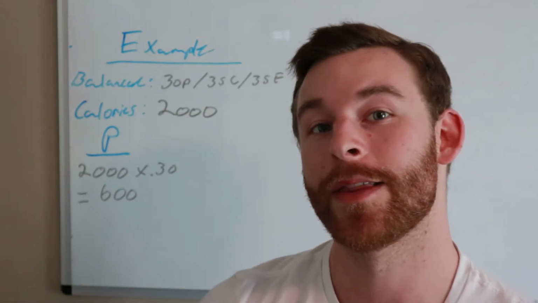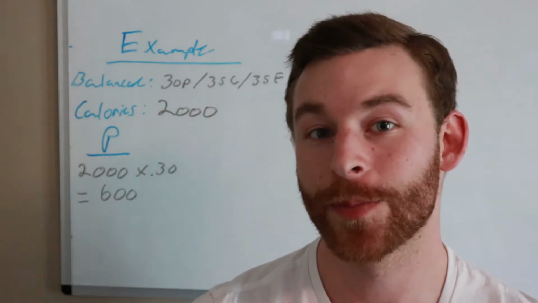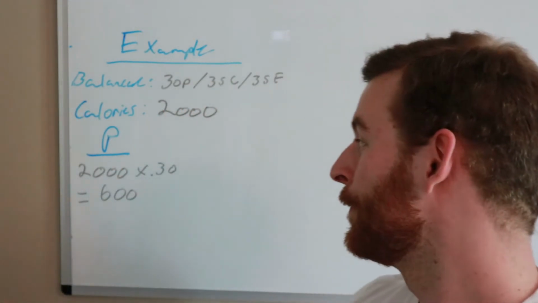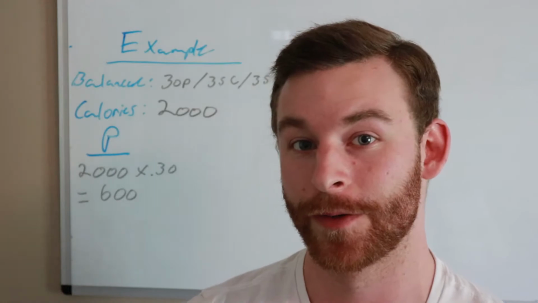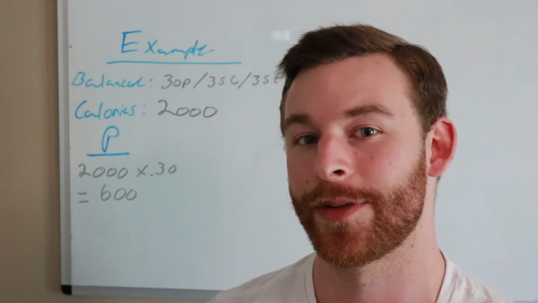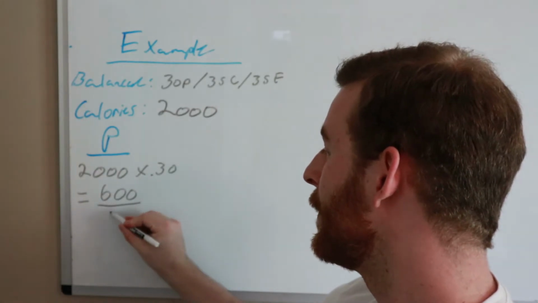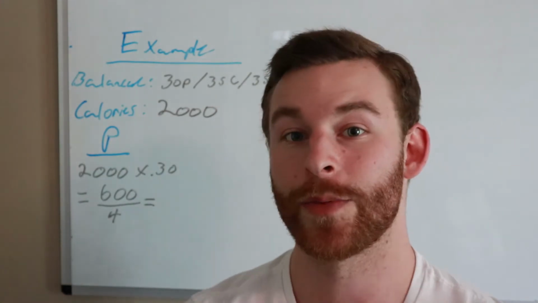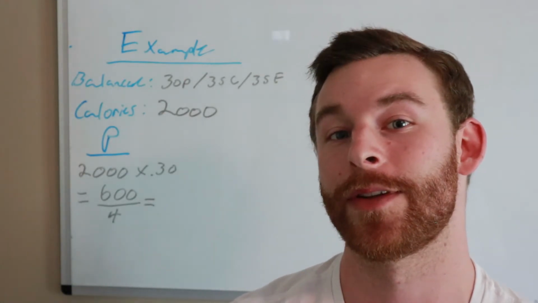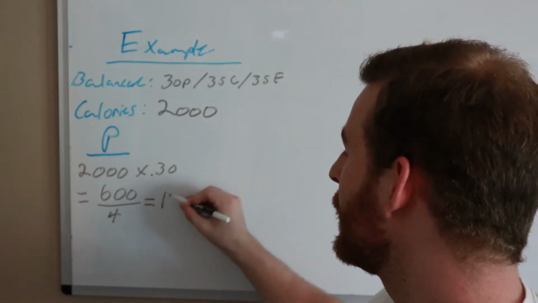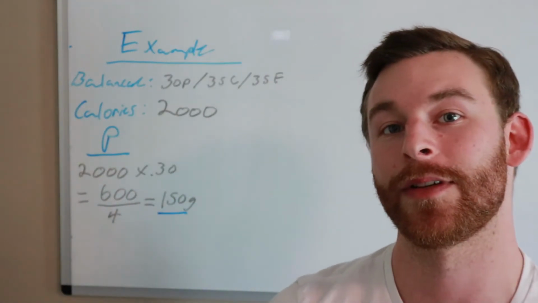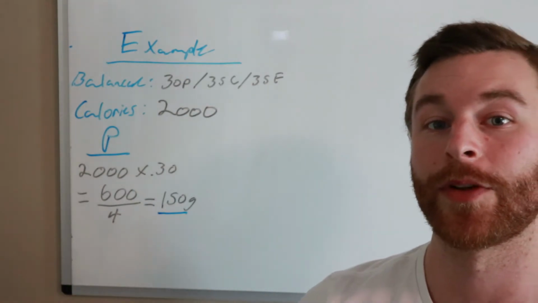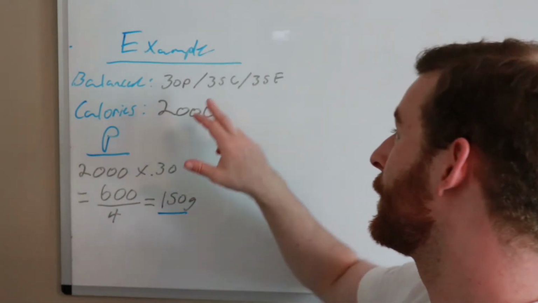Now, we know that in 1 gram of protein, we have 4 calories, which means in this 600 calories, all we have to do is divide it by 4, and then we're going to get the number of grams of protein required. So we divide this by 4, and then we get how much grams of protein we need for this individual. And that number is 150 grams. So on a balanced diet, this person eating 2,000 calories needs 150 grams of protein.